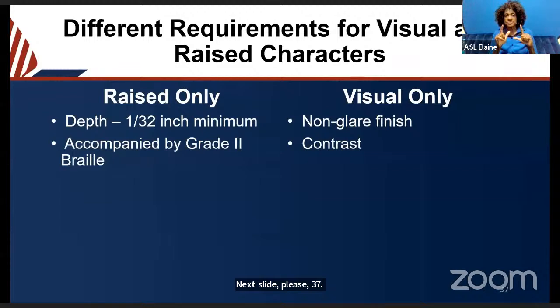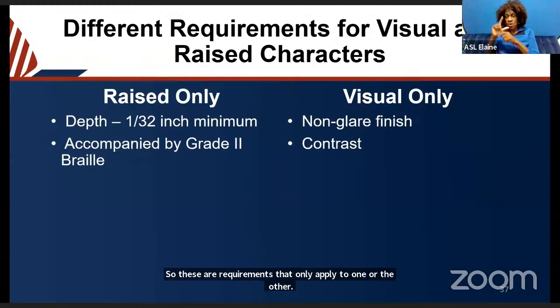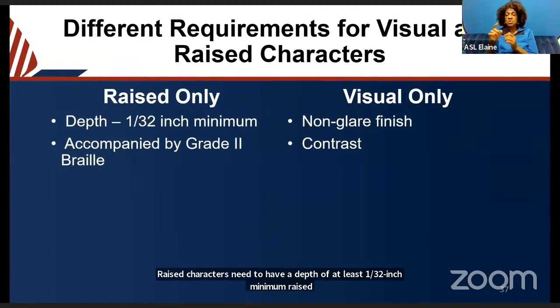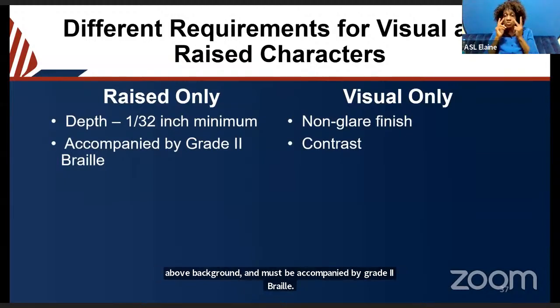Different requirements for visual and raised characters. So these are requirements that only apply to one or the other. Raised characters need to have a depth of at least 1/32 of an inch minimum raised above the background and must be accompanied by grade 2 Braille. Visual requirements require a non-glare finish and proper contrast.